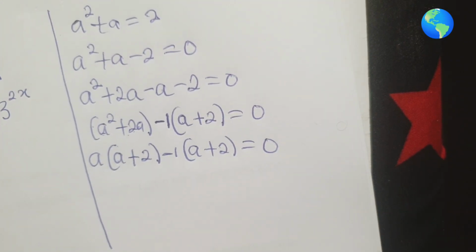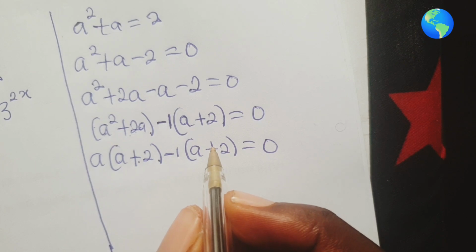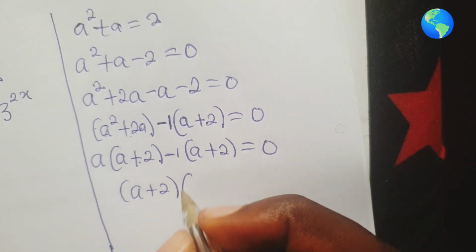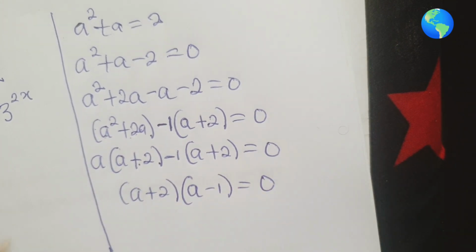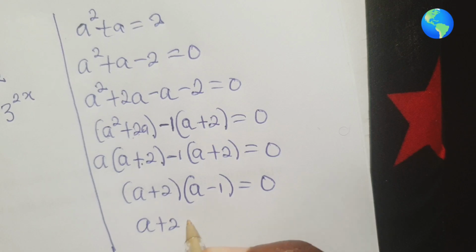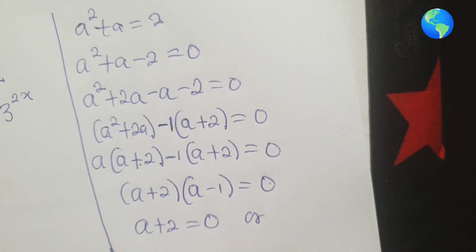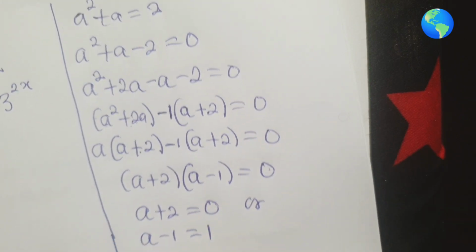But notice something here, we have a plus 2 is common, right? So we can just make it to be a plus 2. We factor it out. What I will be left with here is going to be a minus 1 to be equals to 0. This is just factorization. So in this kind of situation in maths, anytime you have this, it implies a plus 2 is equals to 0, the first bracket equals to 0, or a minus 1 is equals to 0.